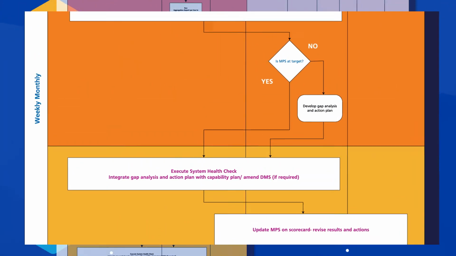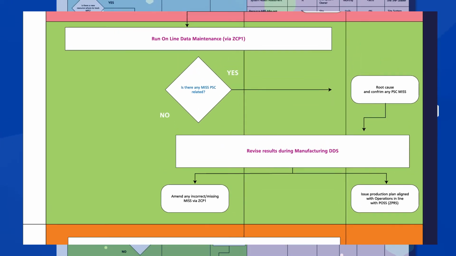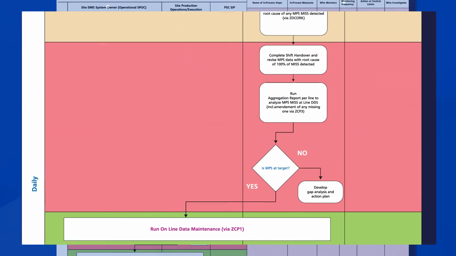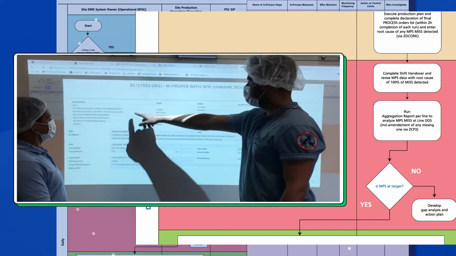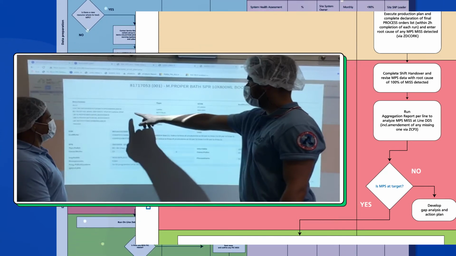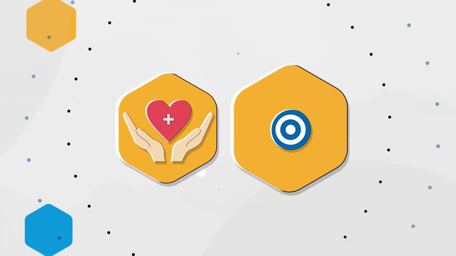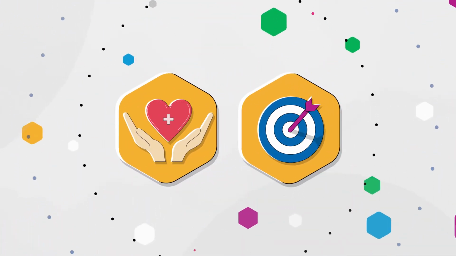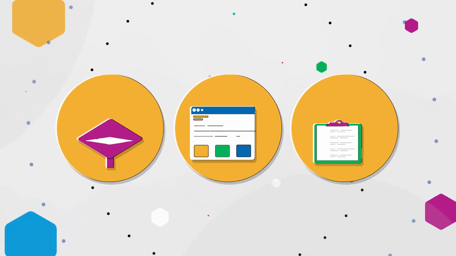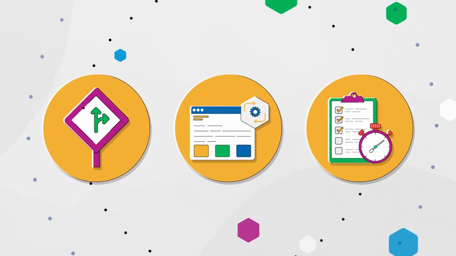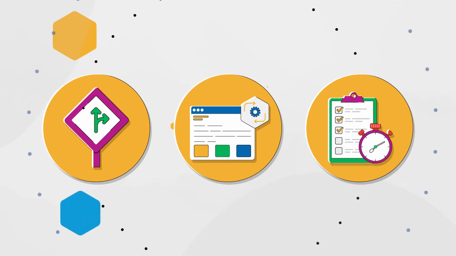Finally, we have the DMS health check. MPS health checks should be executed on a regular frequency at the site to ensure the DMS is being executed as designed and delivering target in-process results. If the DMS is healthy, then the in-process measures will be on target. So namely, 100% of deviations are tracked and analyzed with solid actions implemented to fix them in a timely fashion.